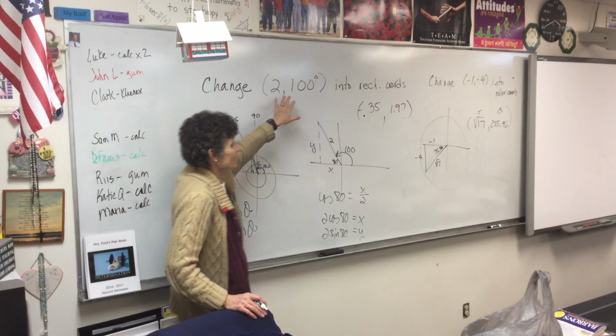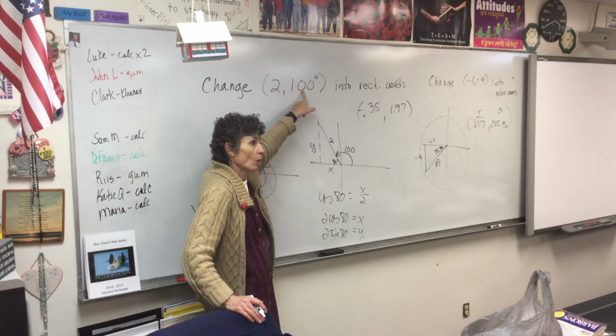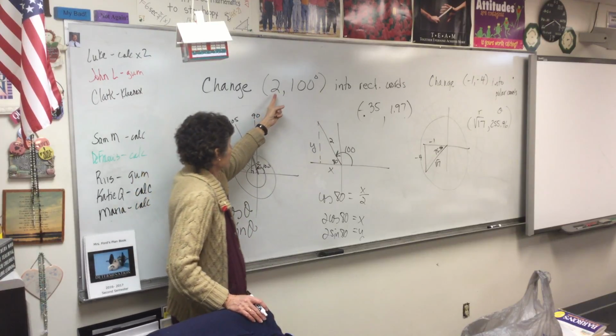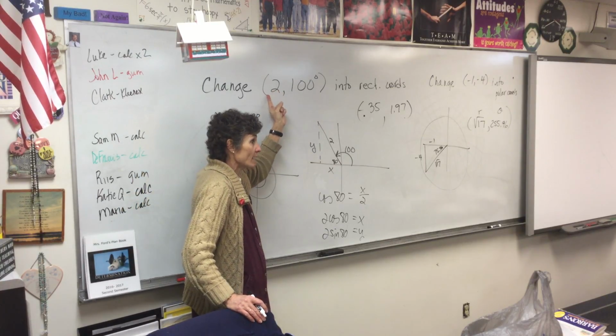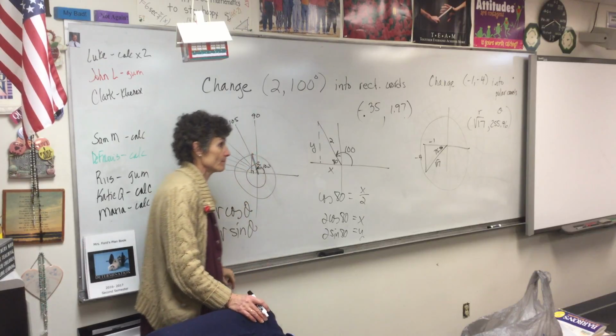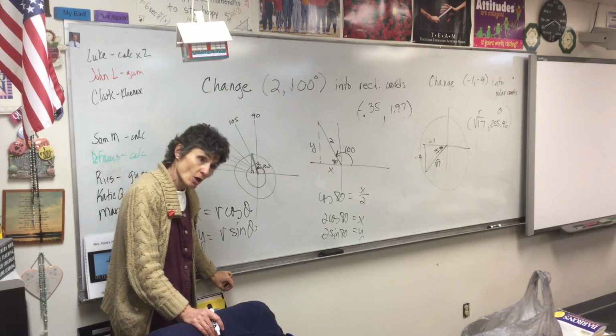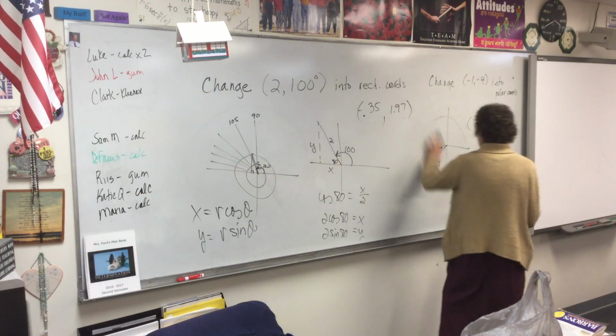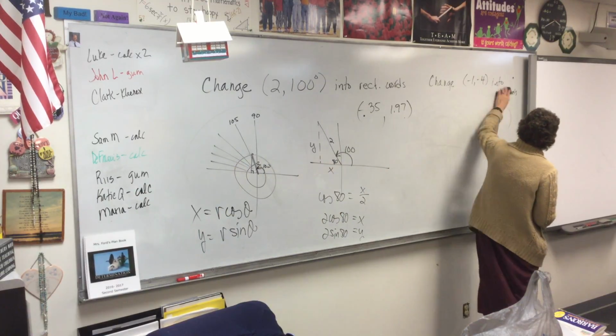Well, if you are given polar coordinates, that will automatically be in standard position. So if you want X and Y, X is 2 cosine 100, Y is 2 sine 100. That is so simple.